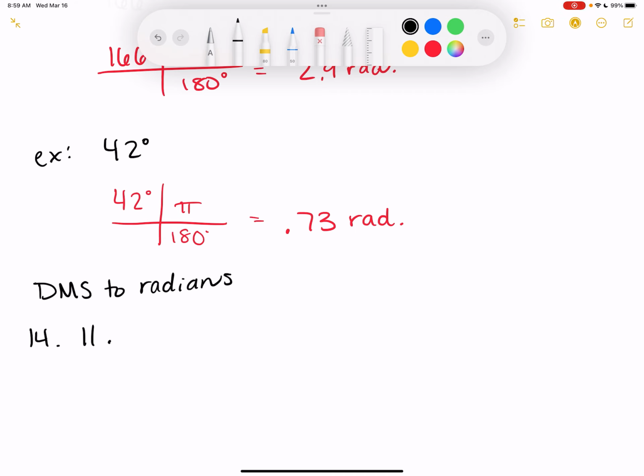Is that 11.83 degrees? 11.8. This one is just already in degrees for you. 83 over, I don't know. Times, hold on, this is in degrees. So pi over 180.